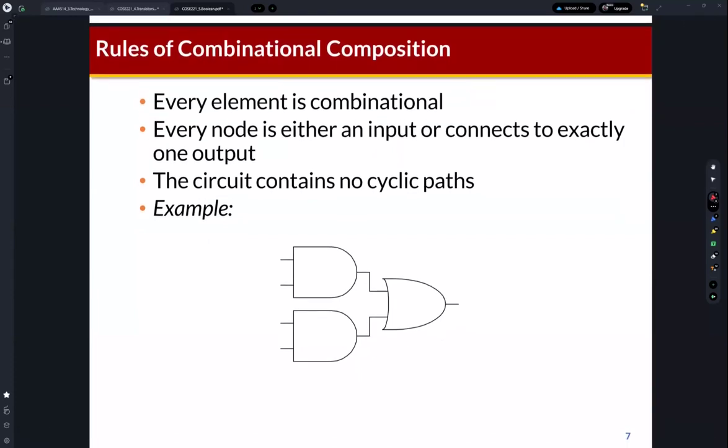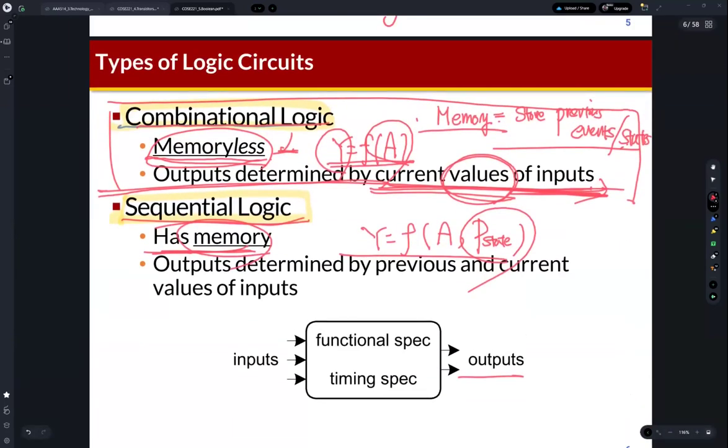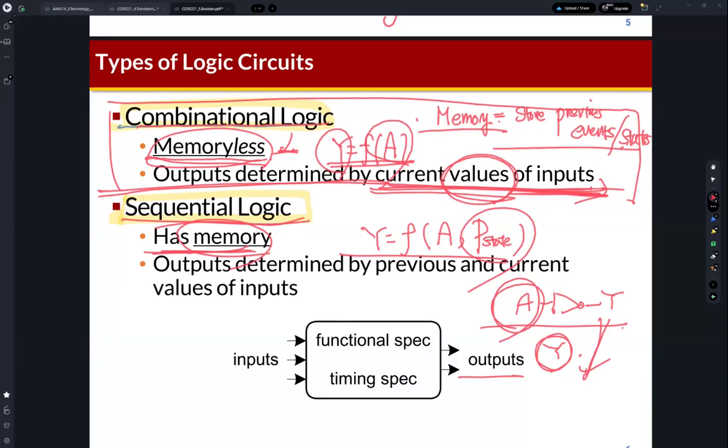Okay, then how about the inverter? This is the input A, this is the symbol of the inverter, and this is the output Y. When we define the behavior of an inverter, the output Y is defined by only the current input, right? This means that the inverter is a combinational logic. Do you understand? Okay, I hope you can understand.